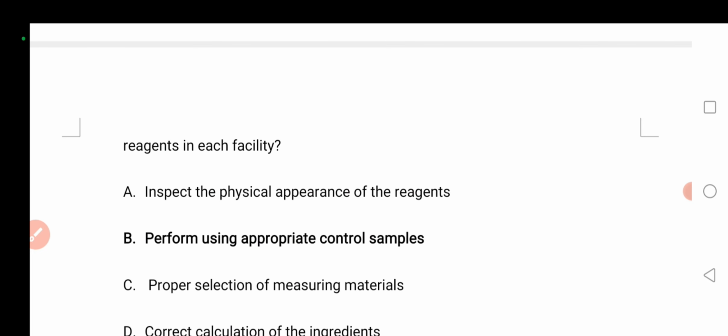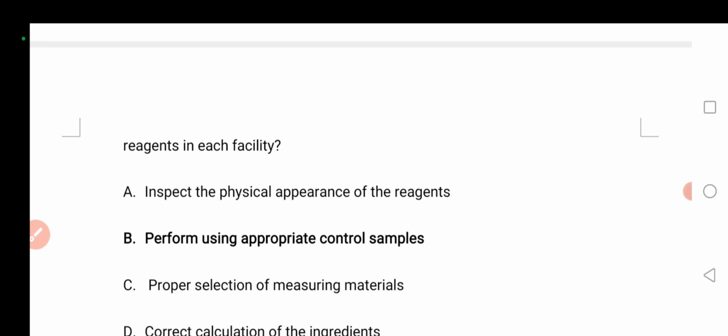We can use the blank samples, usually control samples. A control sample is a sample with known concentration, expressed within the normal reference range. So if you are trying to evaluate the quality of different reagents that are distributed to different institutions, it's better to use control samples.